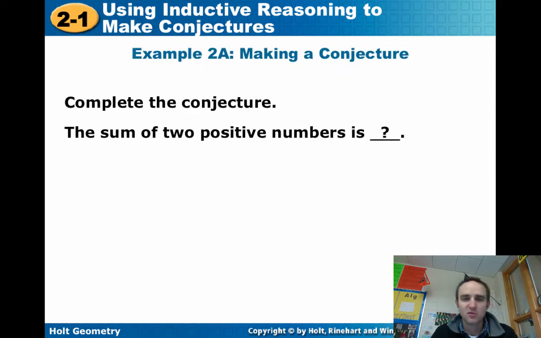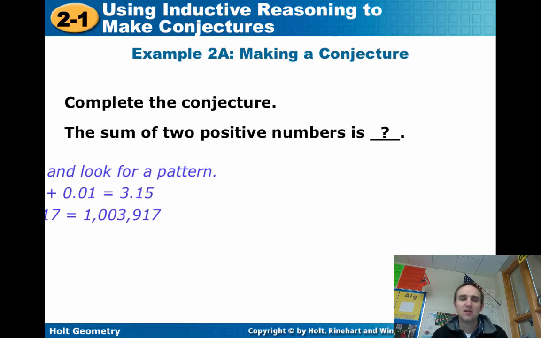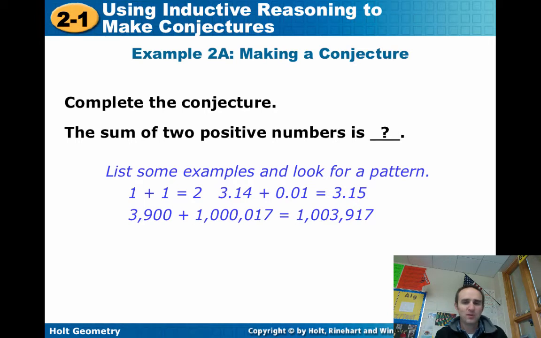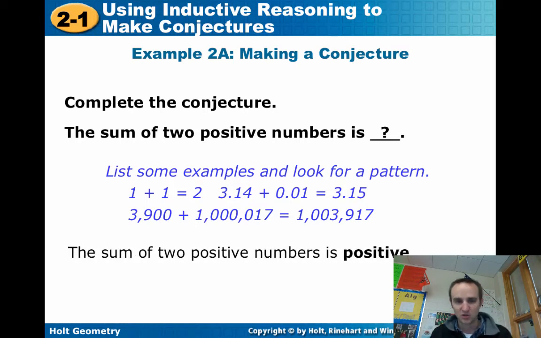That is our conjecture. So we're going to take a look at some conjectures here. First one, the sum of two positive numbers is blank. Well, how we're going to come up with this is we need to find those specific examples. So, we start adding two positive numbers and seeing what it equals. If we do that, 1 plus 1 is 2. They got a couple other examples there. If we're adding two positive numbers together, our answer is always positive. That's what they're looking for. What do they have in common? Well, they're always positive here, so that would be our conjecture. The sum of two positive numbers is positive.